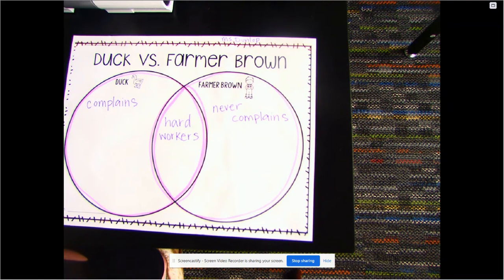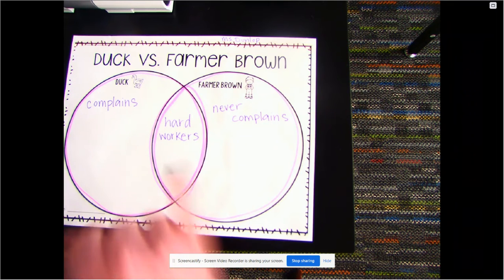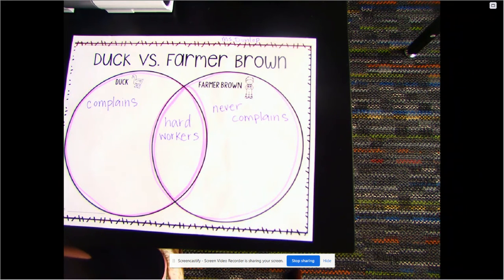All right, now, if you guys wanted to add one more thing to each section, you may do so. You don't have to if you don't want to. But if you think of things that are different about Farmer Brown and Duck and something that's the same, you could fill in some more. It's up to you. Whatever you would like to do.